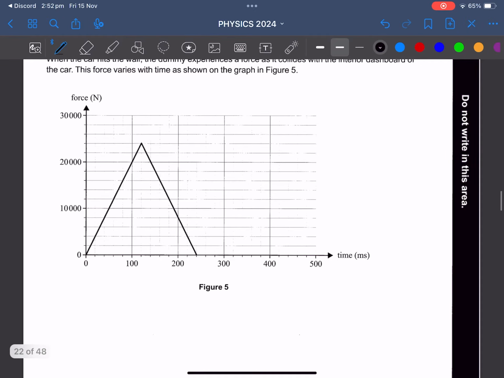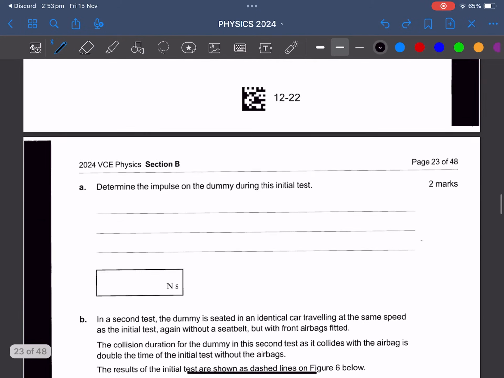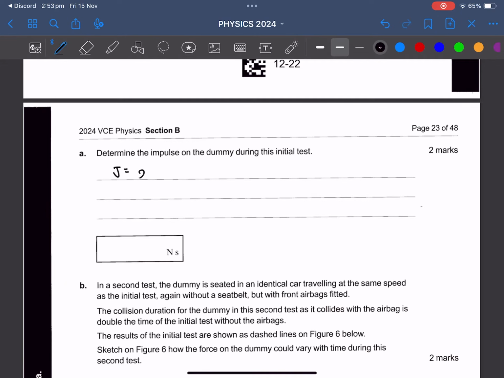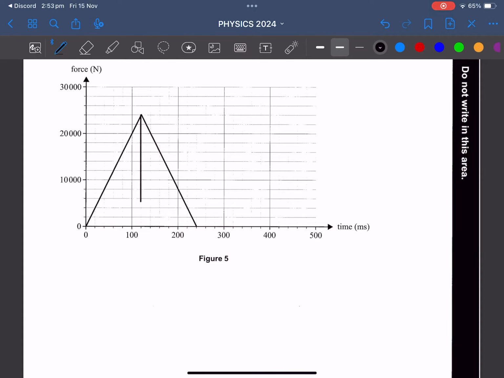We know that the area under the force-time graph is going to give us the impulse. So we just have to find the area here. J equals 2 times half, because I've divided the triangle into 2 parts, so I can have the right angle triangle times the maximum height. What's the scale? 1, 2, 3, 4, 5, so 2000 for each bar. So this will be 24k.